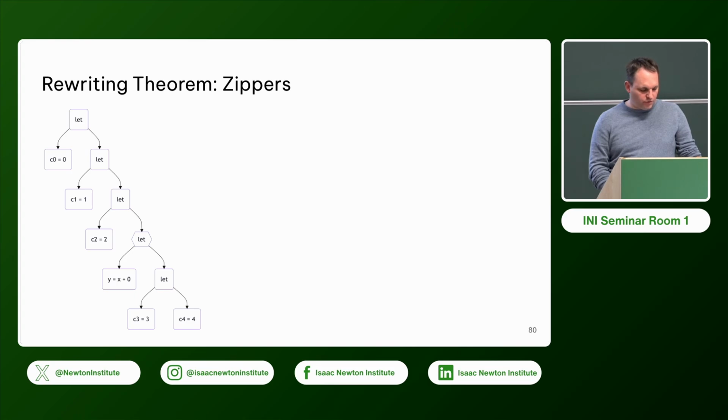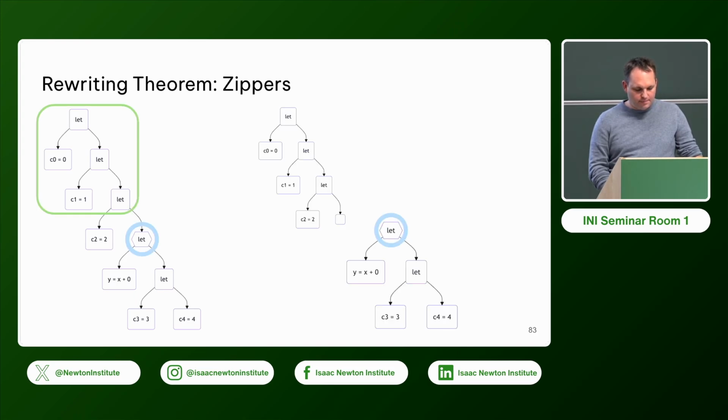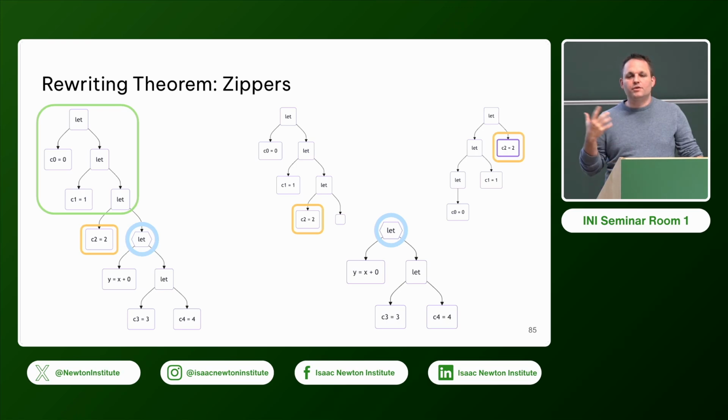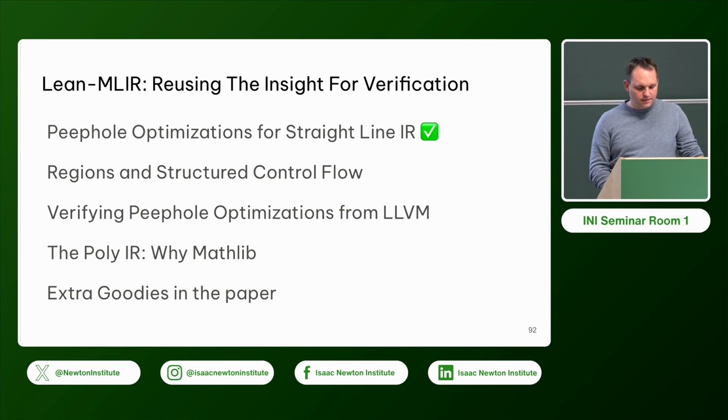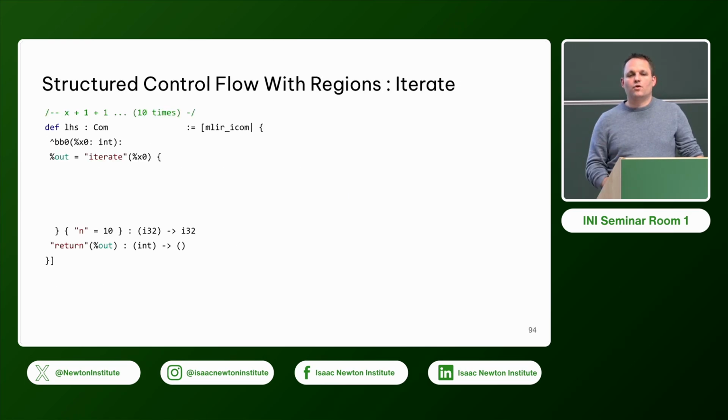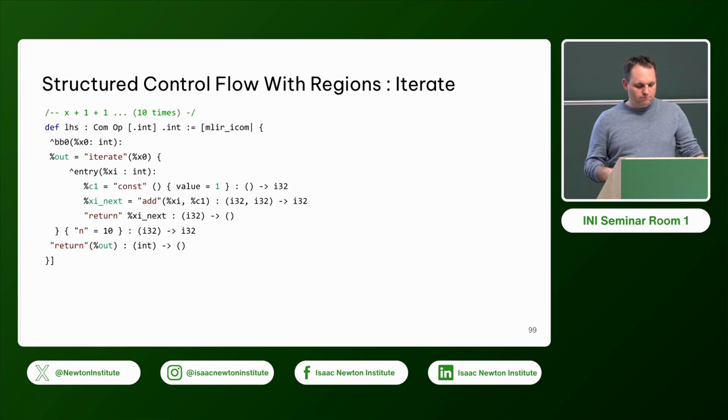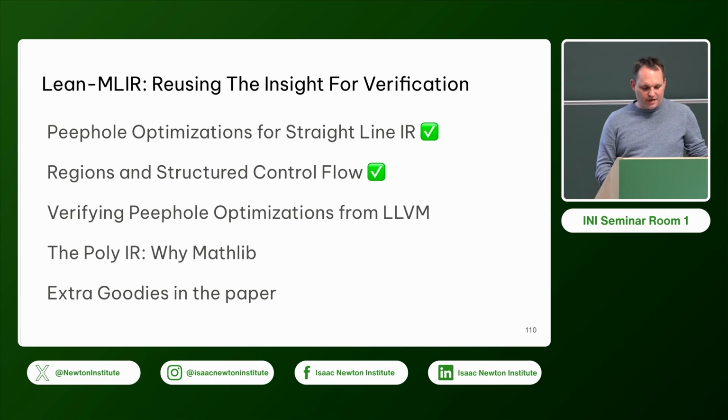Exactly, so we implemented our rewriter using zippers. Looking at the time, I won't explain that too much, but pretty much we do a rewrite at an arbitrary place in our data structure, and we have all that formalized. MLIR also supports structured control flow, so if you have something completely side-effect free, we can handle something like an iterative loop. Again, only the simple stuff, not very effectful.